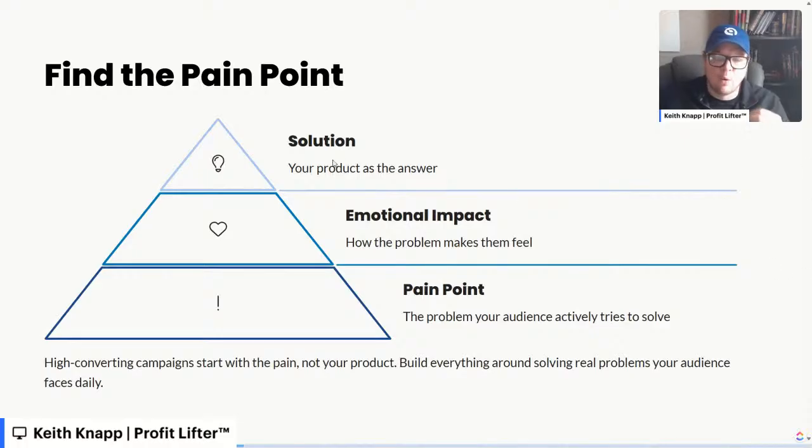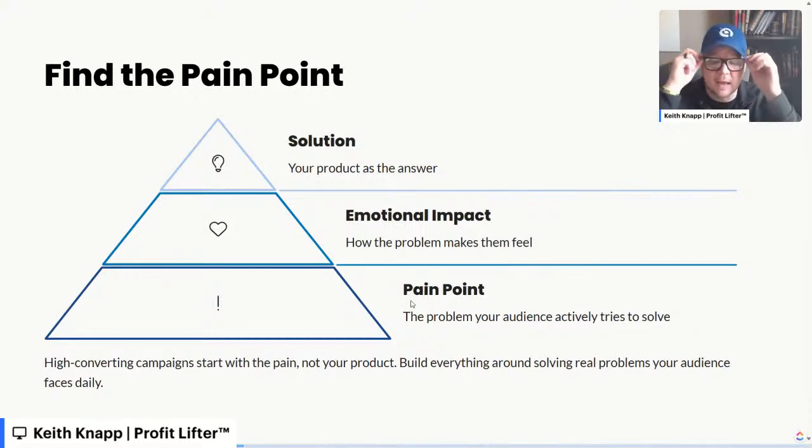What is the pain point? Let's start at the bottom. This is a little upside down. The pain point: what's the problem your audience actively tries to solve? What is the one thing that is holding them back from success, living their best life? Why are they hurting? What is it that you're going to fix with them? Then you have emotional impact, meaning that because of this pain, how does that problem make you feel? And from there, you're going to provide your solution.